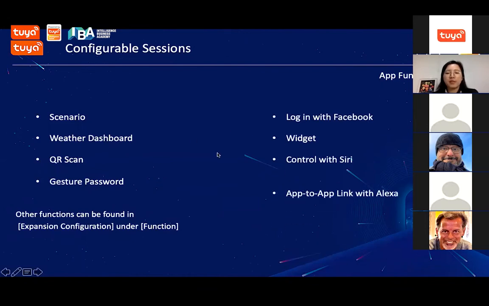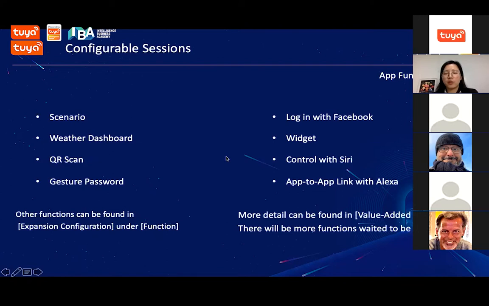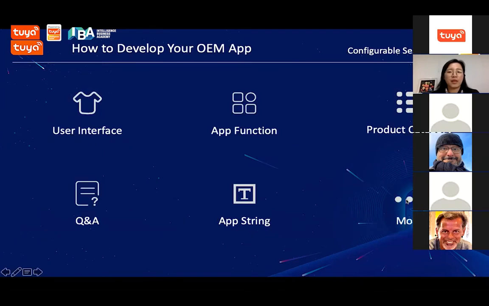Besides of that, you can add functions too. You can enable your end customers to log in with Facebook, and also you can buy widget, Siri, and Alexa service from our value-added service. We will have a separate session for value-added service too. Okay, next is the product category.